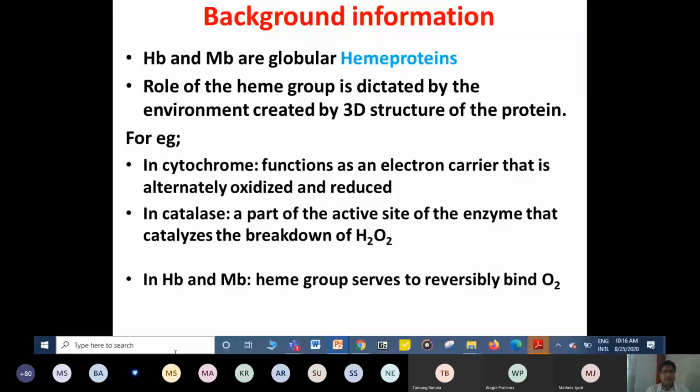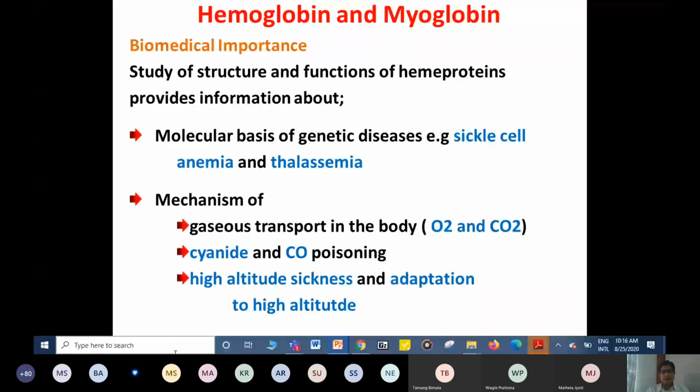This was the background just to understand the heme proteins. While studying hemoglobin and myoglobin, we also have to know that there are other important heme proteins, like cytochrome and catalase. Why are we talking about hemoglobin and myoglobin? Because, in brief, they are involved in supplying oxygen to our cells and tissues. Hemoglobin especially carries oxygen, and myoglobin especially stores oxygen within the muscle. They store oxygen and release it in times of demand, just like in vigorous exercise.